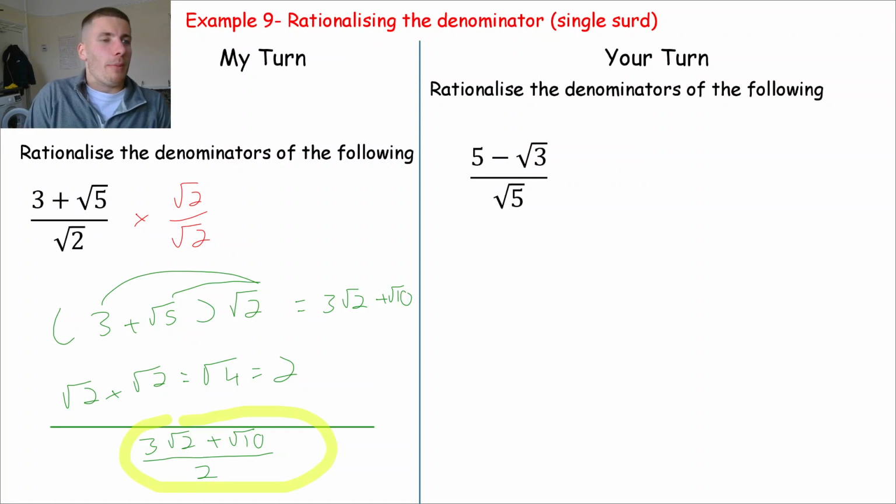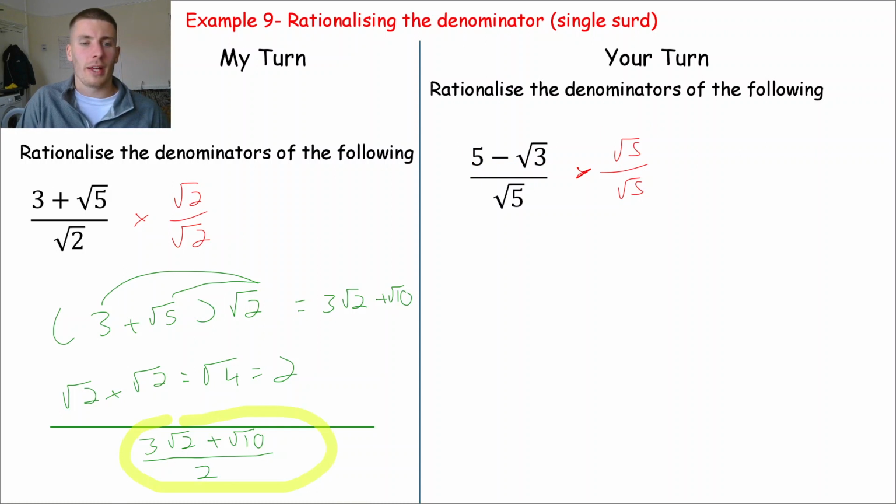Okay, so try it, your turn. I'll pause it and you can give this one a go. You can pause it. Sorry, I can't pause it. You can pause it if you need to. Let's go through it. So again, you want to times this one through by root 5 over root 5 and consider the top to begin with. So I'm going to evaluate the numerator to begin with.